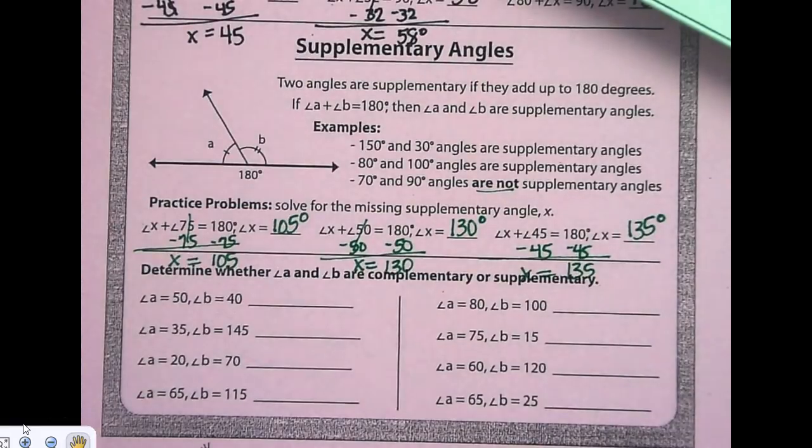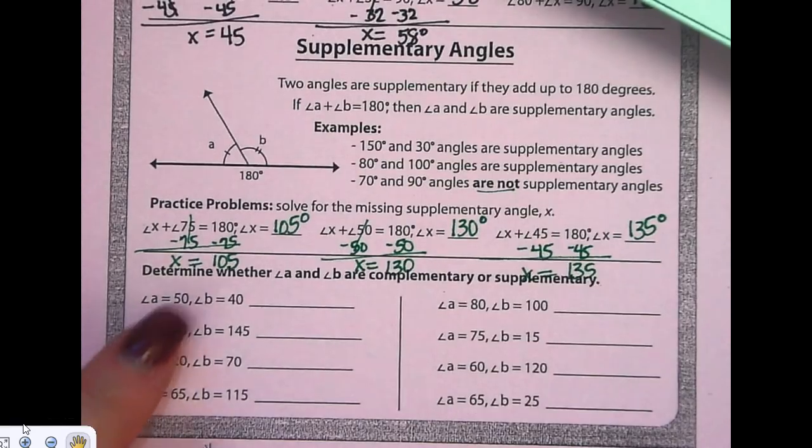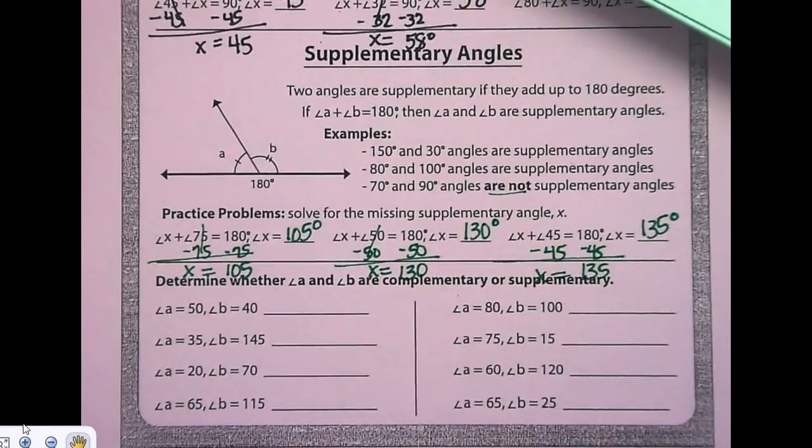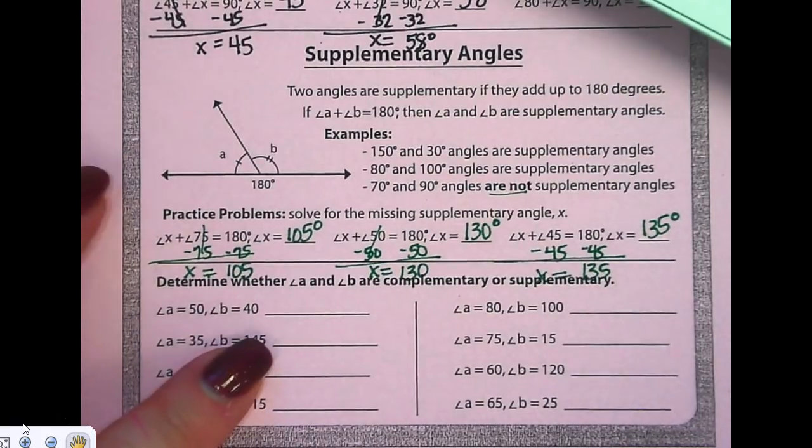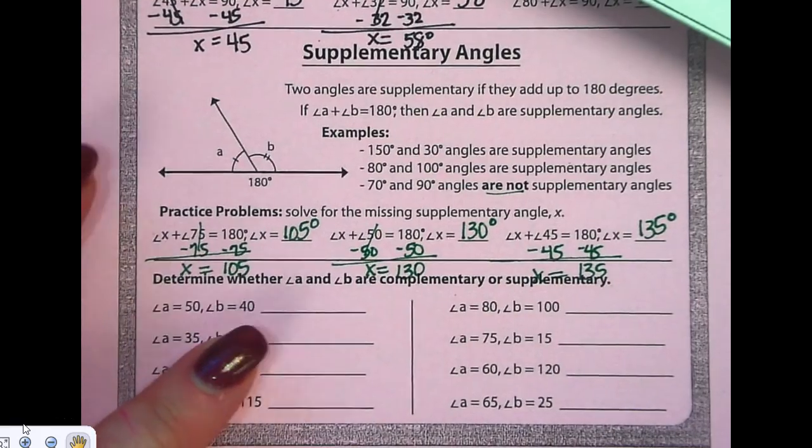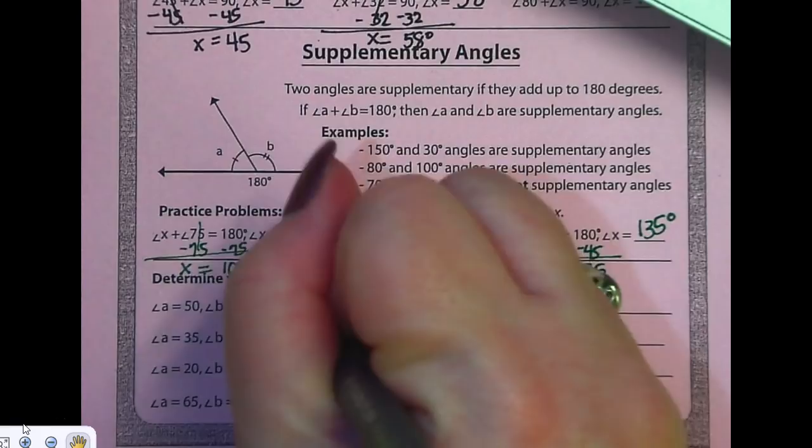All right, let's look down here at the bottom, and all we're going to do is determine if they're complementary or supplementary. And all we have to do is write the C or the S. You don't have to write the whole word. So if one angle is 50 and one is 40, what are they? Complementary or supplementary? 50 plus 40 is 90, and 90 is complementary.